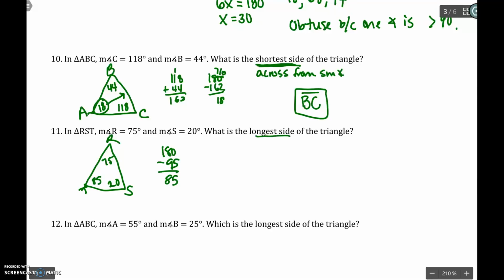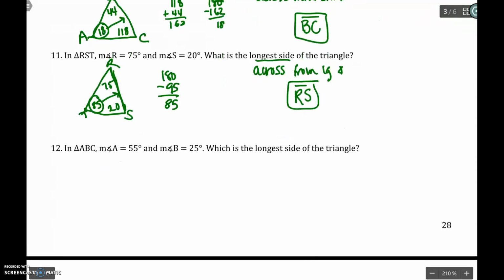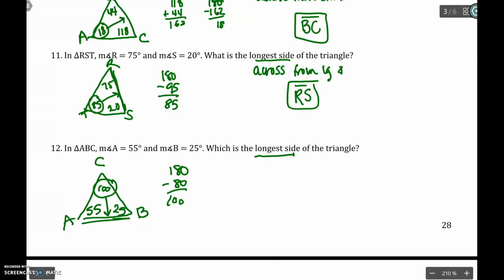And so the question is, what's the longest side? So the longest side has to be across from the largest angle. So the largest angle is 85. Across from that would be side RS. On number 12, very similar question. We have a triangle ABC. A is 55, B is 25. Add those together, and that is 80. Which means the third angle is going to be 100. The longest side is across from the largest angle, and so that would be side AB.